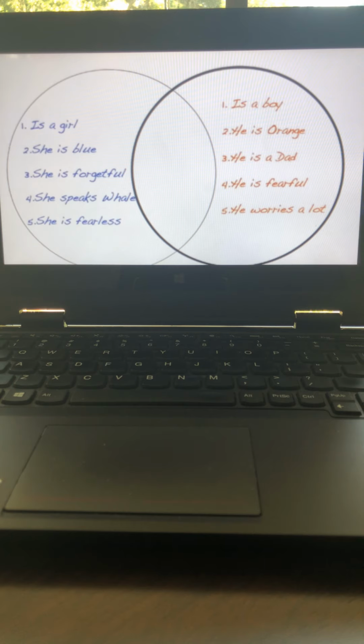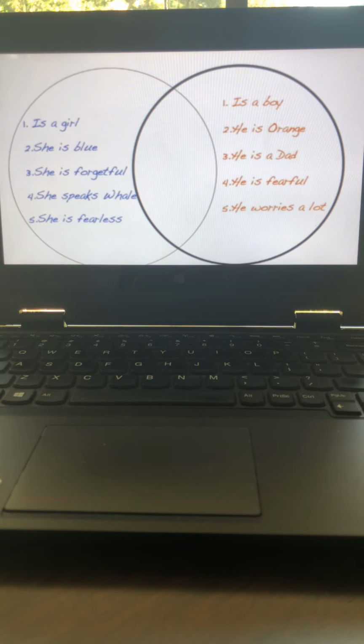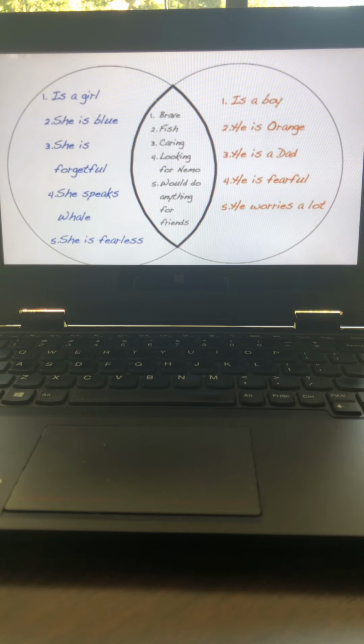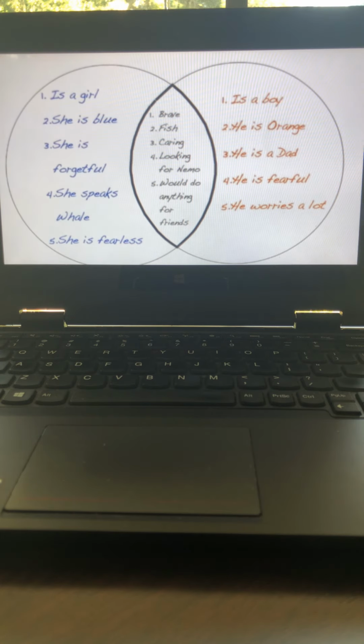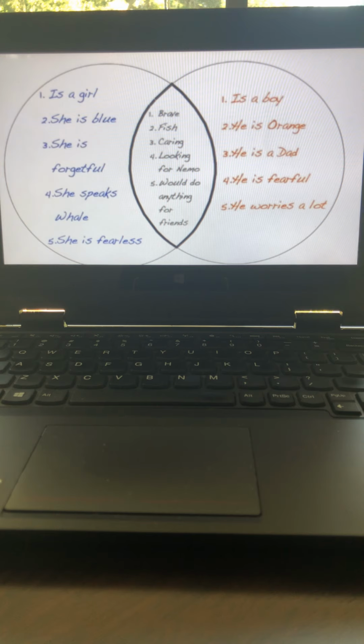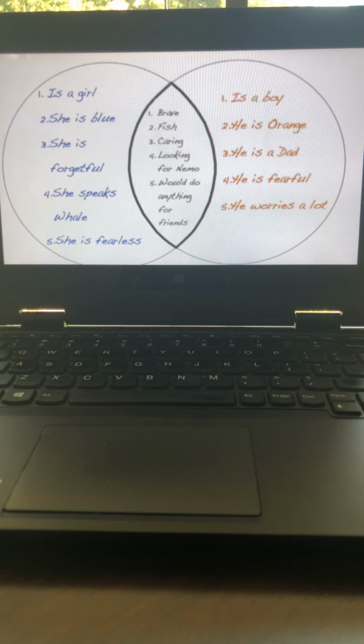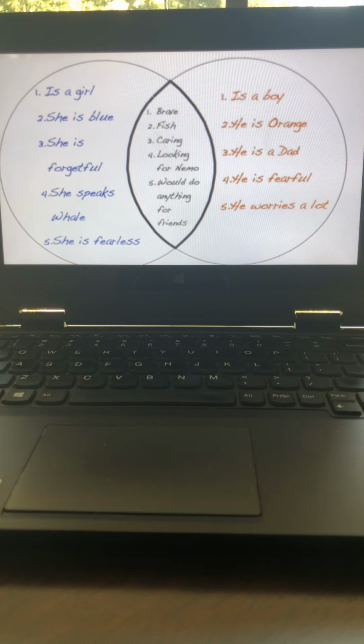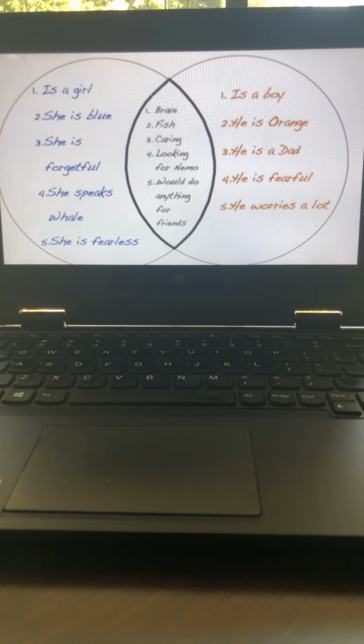Last but not least, let's compare the similarities between the two characters. So, what do we know that they have in common? They're both brave. They are both fish. They're both caring. And of course, they're both looking for Nemo. But mostly, they would do anything for their friends. And don't forget, these are also known as the similarities between the two characters.